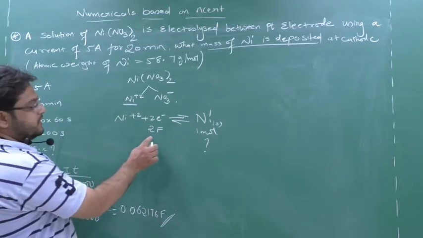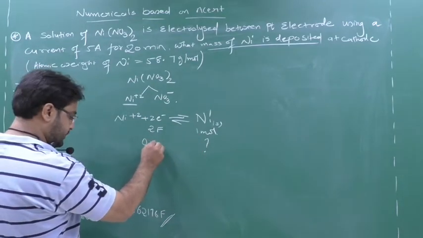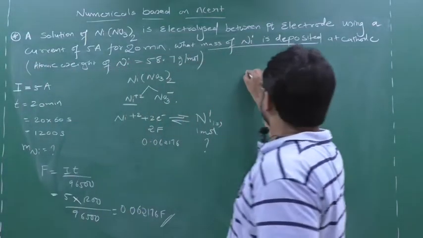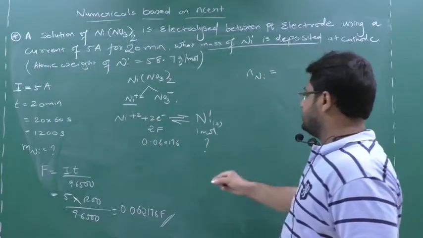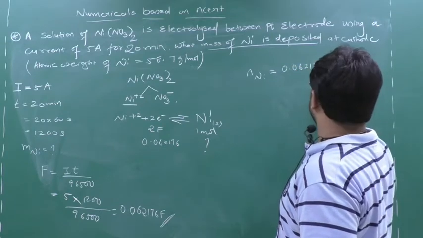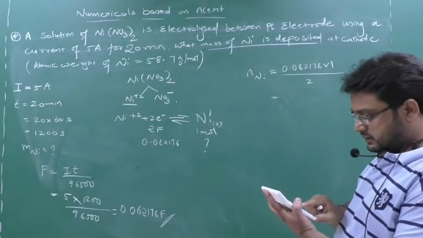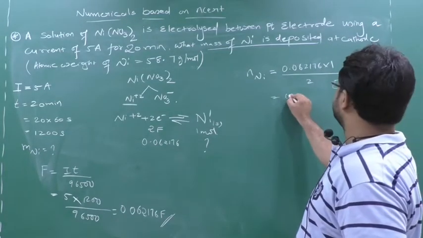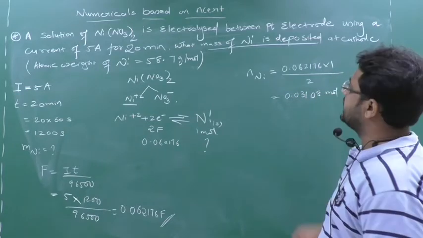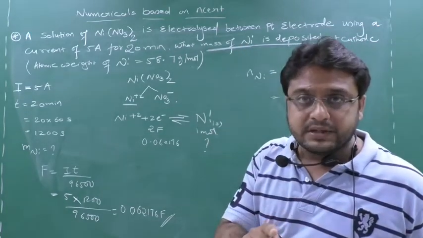So now come here. On 2 Faraday, I'll get 1 mole. How many Faraday am I passing? 0.062176 Faraday. So how much mole? The mole of nickel will be 0.062176 multiplied by 1 divided by 2. So how much answer will we get? You will get 0.03108 moles. Now student, they ask you to calculate the mass of nickel, and mass should be measured in gram.